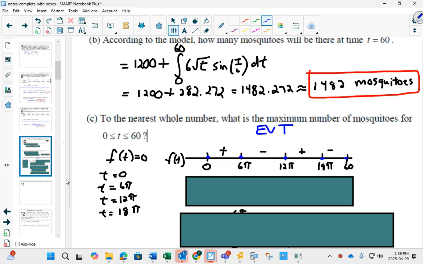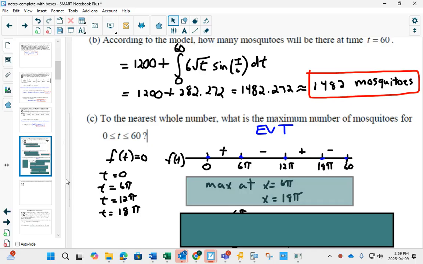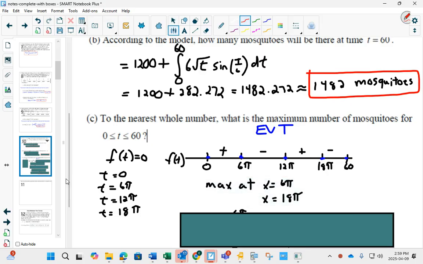Figure out what 0 is. Well, you knew what 0 is because it was the start. You already figured out what 60 is because you have it here. So you would just have to do 1,200 plus the integral from 0 to 6 pi to find that one, 1,200 plus 0 to 12 pi to find that one, and 1,200 plus 0 to 18 pi to find the last one. That's what they'd recommend.